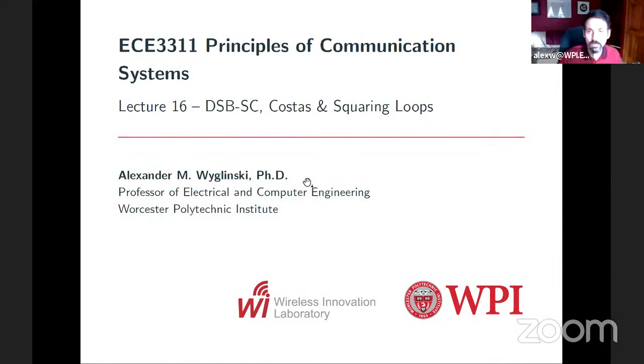Okay, folks. Welcome to Lecture 16 of ECE3311, Principles of Communication Systems. Today we're going to continue with yet another type of analog modulation scheme, double sideband suppressed carrier, or DSB-SC. We'll also look at a couple of techniques used to synchronize against DSB-SC, the Costas loop and the squaring loop, which are somewhat similar to the phase lock loop that we talked about before.